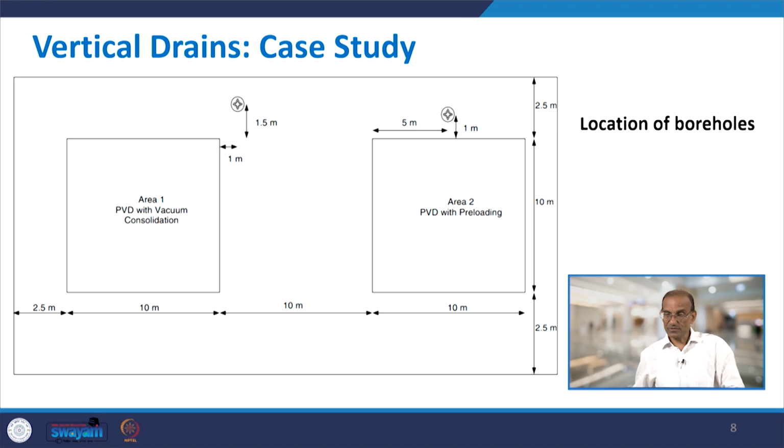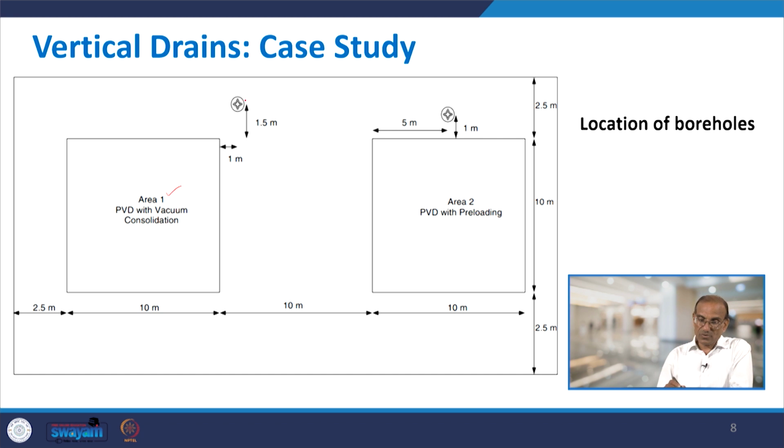So, these are the locations of boreholes shown. This is kind of a plan. In the plan, this whole area has been shown, and then within this area, two areas have been selected. Area number 1, which is here. The size of area number 1 is 10 meter by 10 meter, 10 meter in length as well as 10 meter in width, and another area is also of similar size.